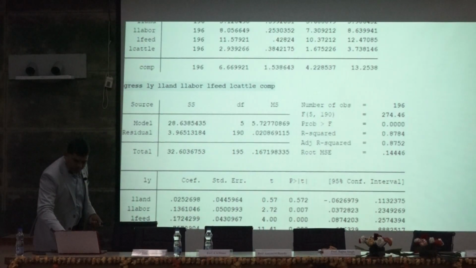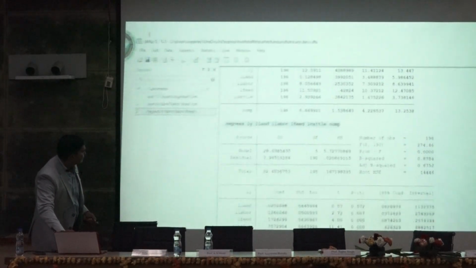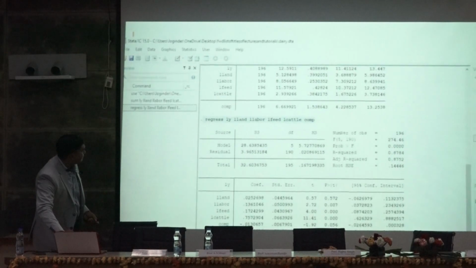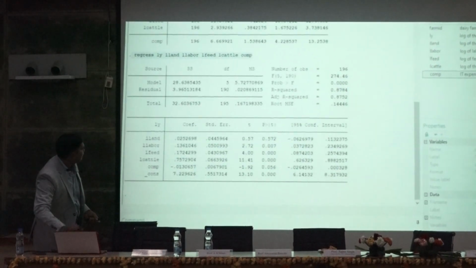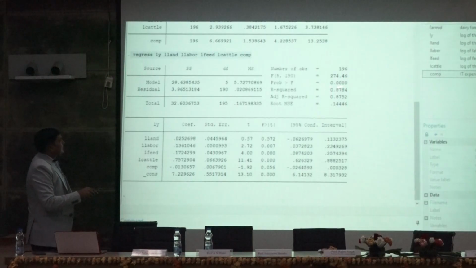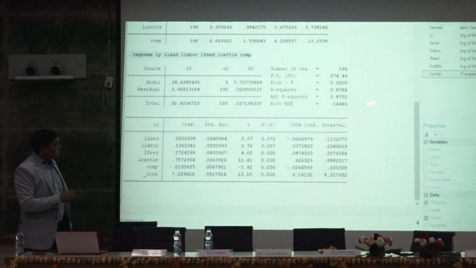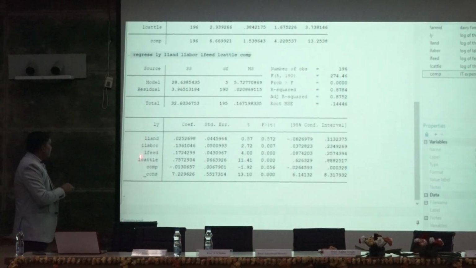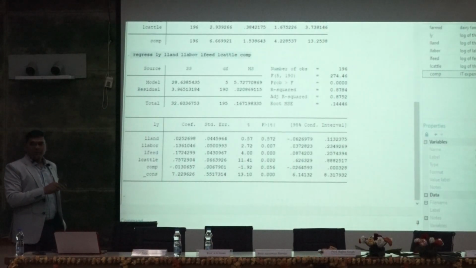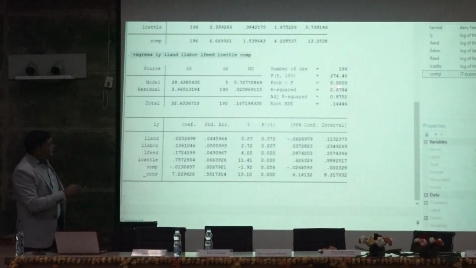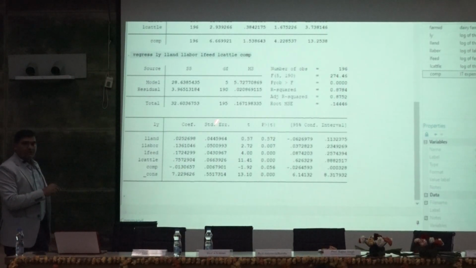Okay, and after checking the significance of the model and the goodness of the model, the R square and adjusted R square values, then you have to check each and every variable. If the model is not significant, then there is no need for this step. If the model is significant, then you go for the second step.